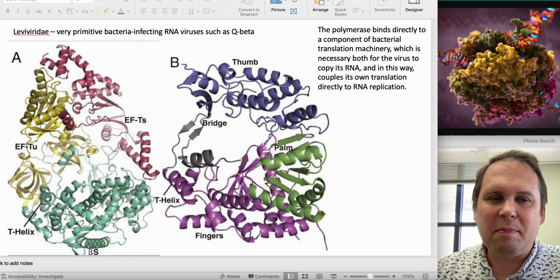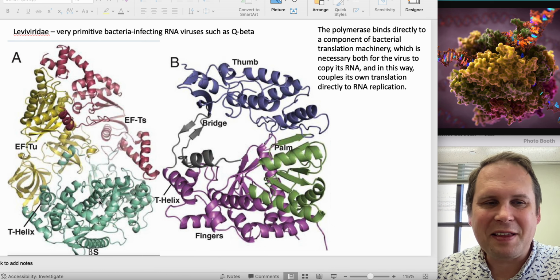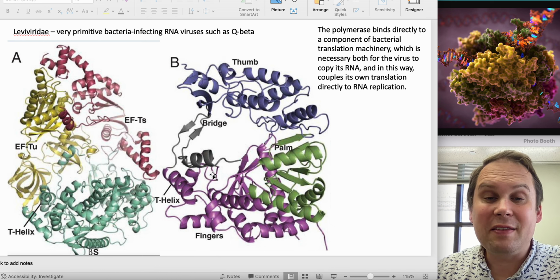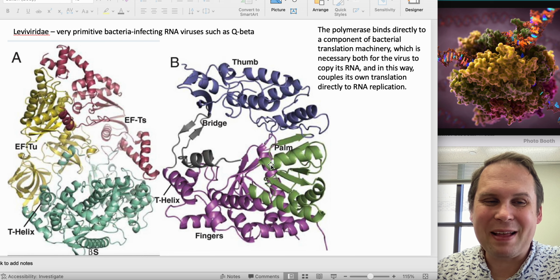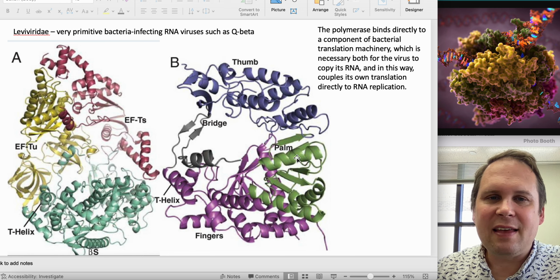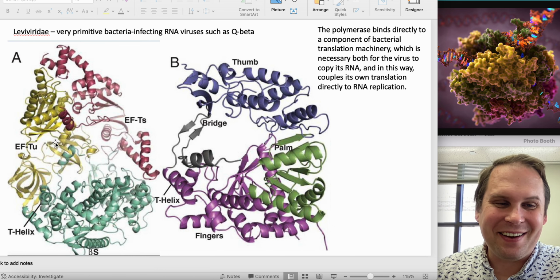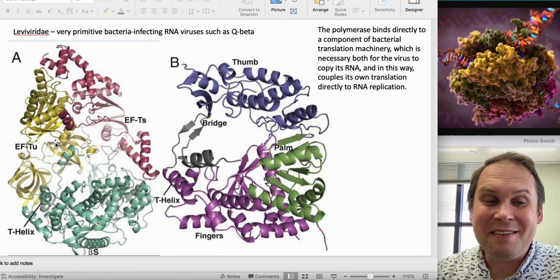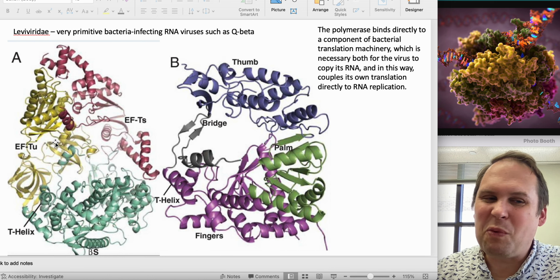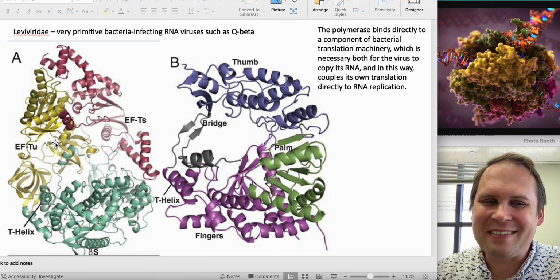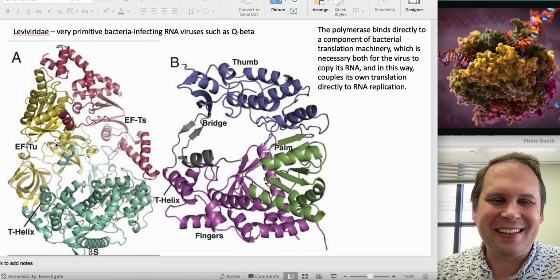And so by attaching to this component, which is essential for translation, you do 2 things. One, you open up the polymerase for business, so you turn the machine on, just like hitting the button here on my laptop. And the other thing is that you position the RNA as it comes out. It's already on a component of the ribosome, so you better believe that thing can get translated quickly. And Q-beta is a fast little virus because it cuts out the middleman completely. It's just, here's my RNA, and while I'm making the RNA, why don't you get to work translating the RNA? That level of efficiency.